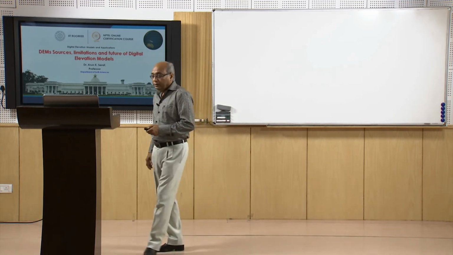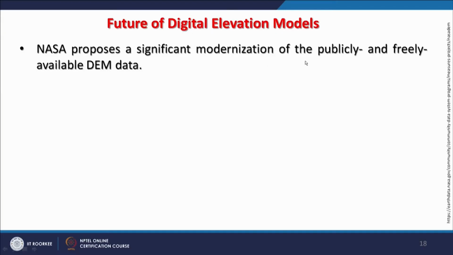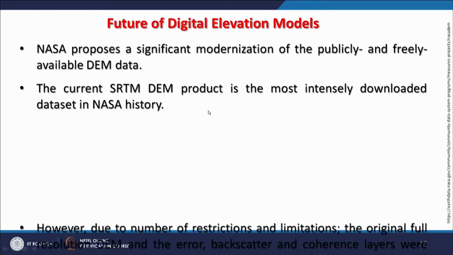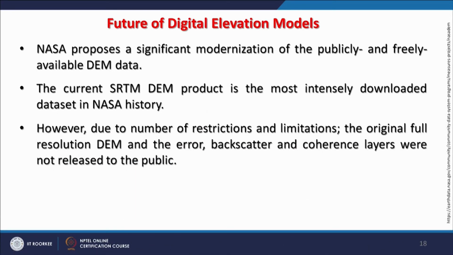Now, NASA has proposed a significant modernization of publicly and freely available DEMs, and the current DEMs, SRTM 90 meter, 30 meter, are the most intensively downloaded data sets in the history of NASA. However, due to a number of restrictions and limitations, the original full resolution DEM and the error backscattered coherent layers were not released to the public.